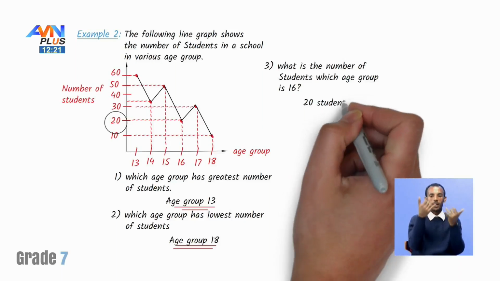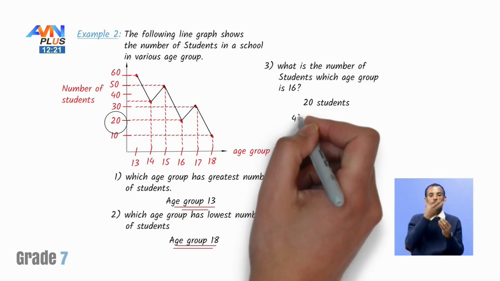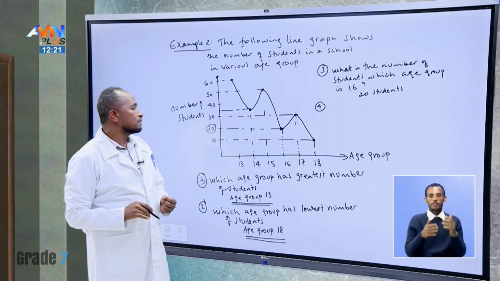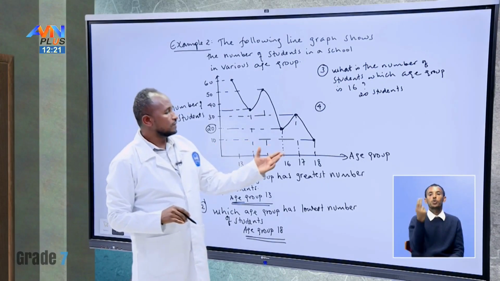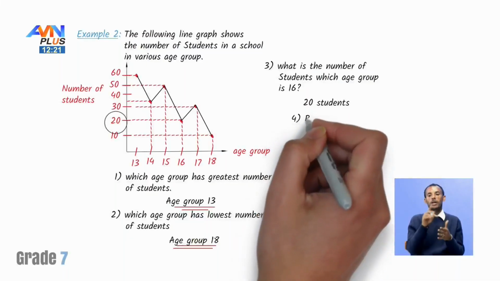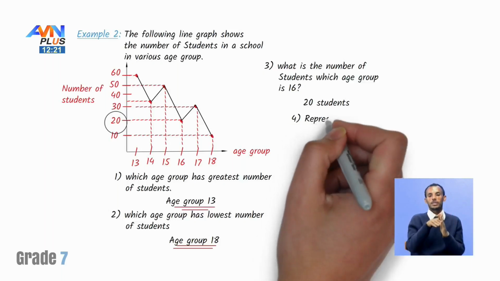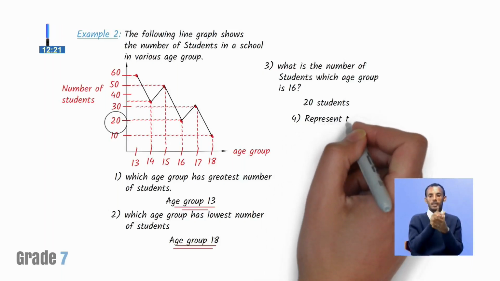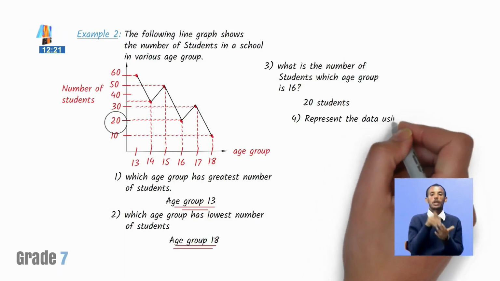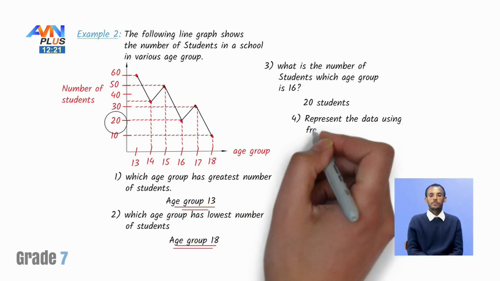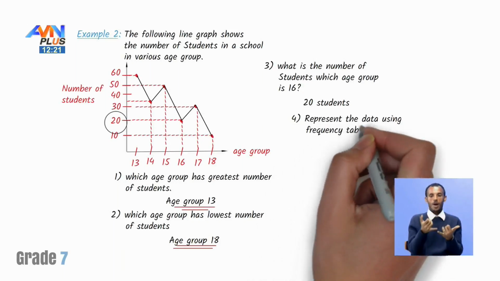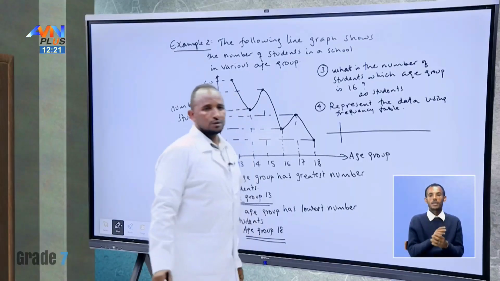Okay, now let's add one more question. Represent this line graph using a frequency distribution table. So represent the data using a frequency table. Now here, let's see the answer together.